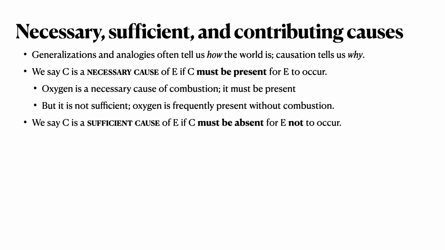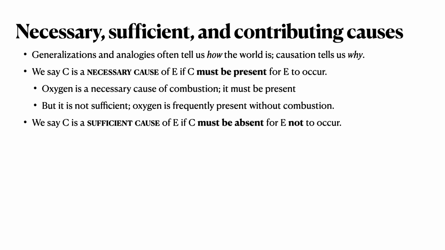A sufficient cause, on the other hand: we say C is a sufficient cause of E if C must be absent for E not to occur. Or if you wanted to say it a different way, you could say that C is a sufficient cause of E if E automatically occurs whenever C is present. I've tried to present these as parallel as possible so that you can see what's different about the necessary and the sufficient cause.